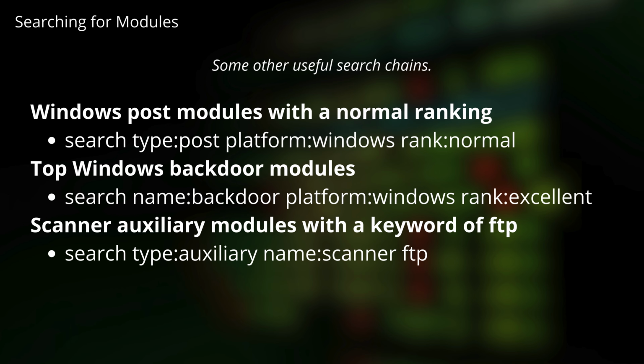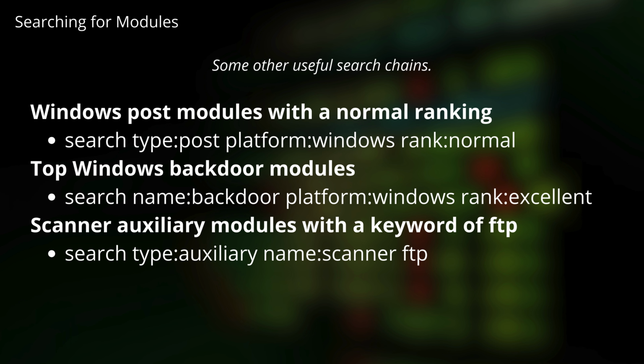Search chain first. Finding Windows post exploitation modules, you can type in terminal, search type:post platform:windows rank:normal. This search will return Windows post exploitation modules with a normal ranking. These modules are reliable and often used for various tasks, such as spawning shells, stealing credentials, and executing commands.